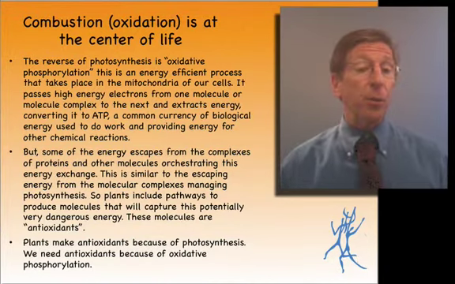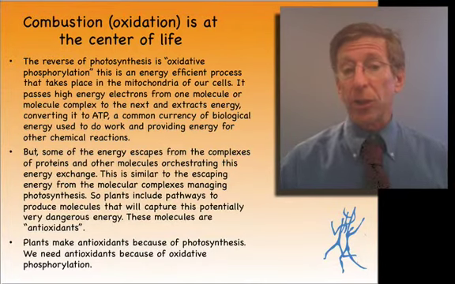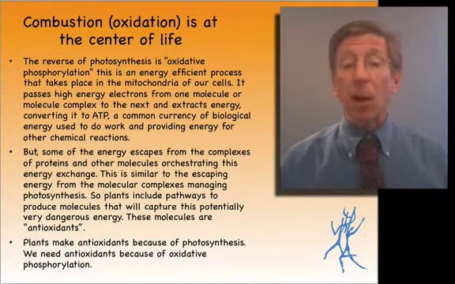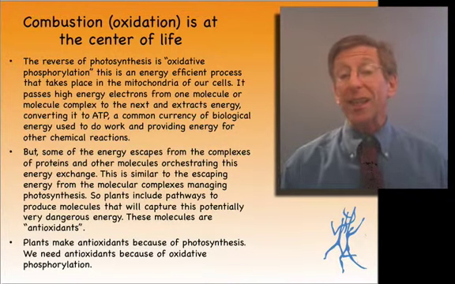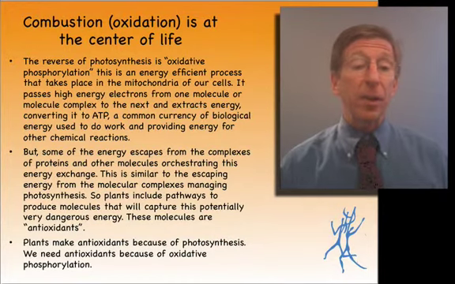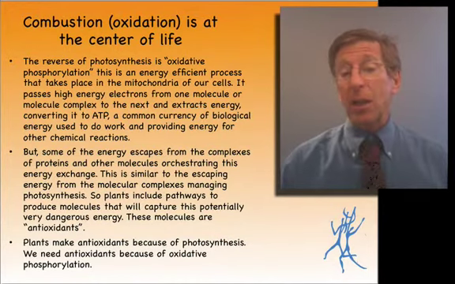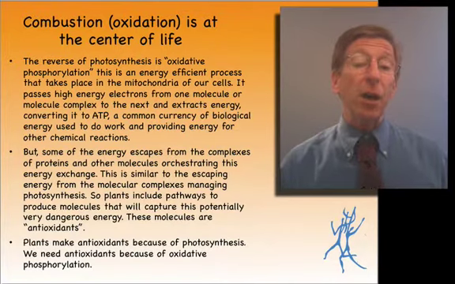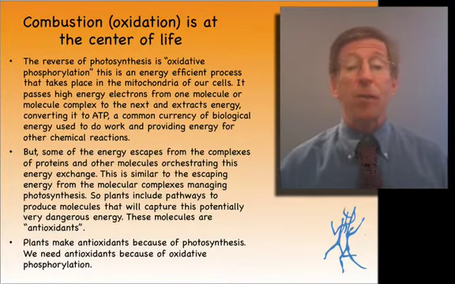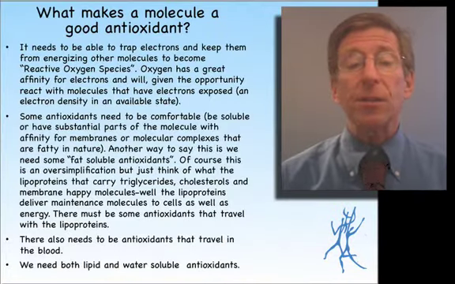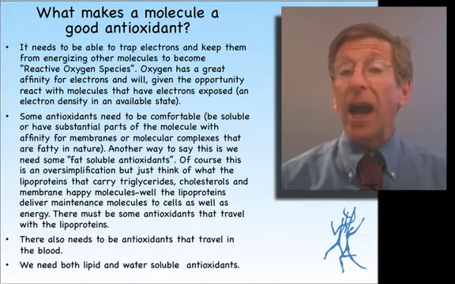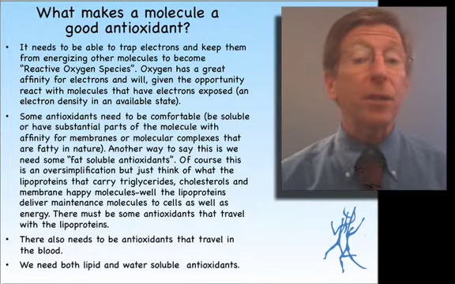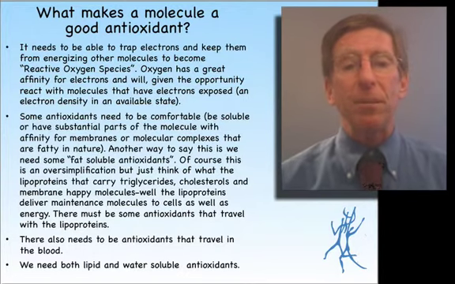But in the process of photosynthesis and oxidative phosphorylation, these high-energy electrons can escape the complexes of proteins, so plants include pathways to produce antioxidants that protect their cells from high-energy electrons, and we consume the plants rich in antioxidants that protect our cells from high-energy electrons from oxidative phosphorylation. So antioxidants have the ability to trap these high-energy electrons if they've escaped the environment of oxidative phosphorylation.